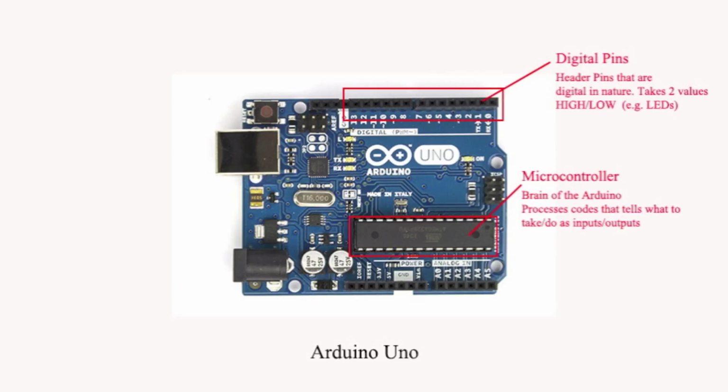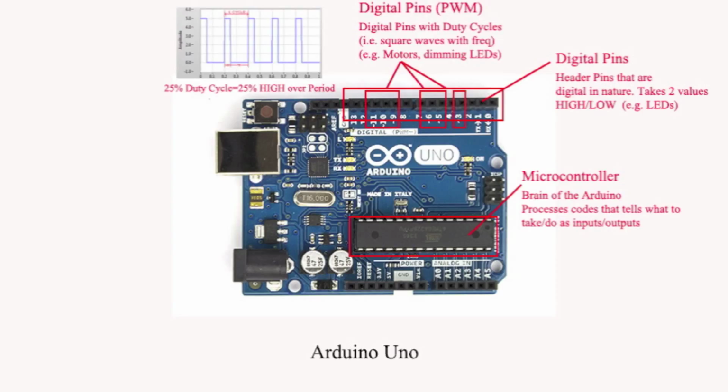Second, digital pins. These are pins that receive digital inputs or generate digital outputs. Each pin takes two values, high or low. Each high signal is represented by a 5 volts DC output, and each low signal is represented by a 0 volt DC output. Some of the digital pins have a wavy line symbol on them. These are called the PWM digital pins.